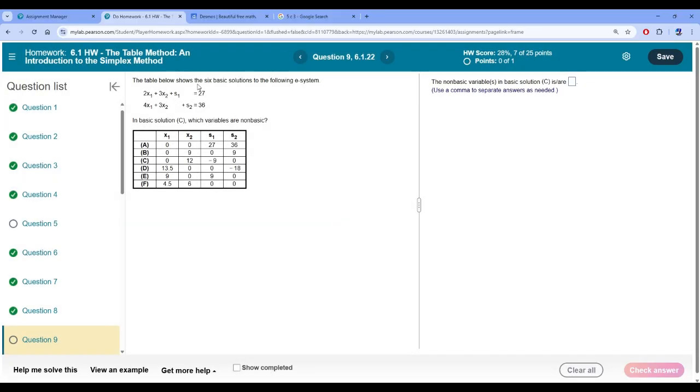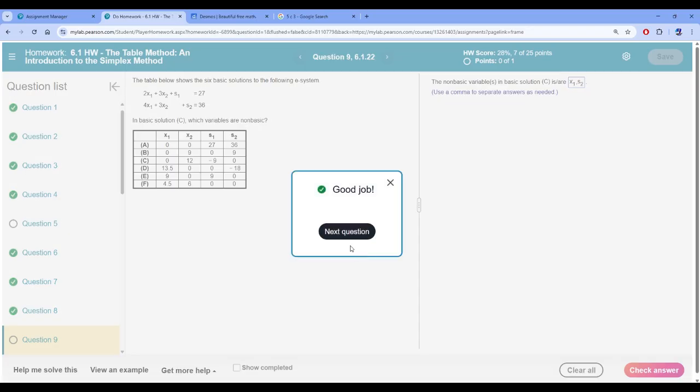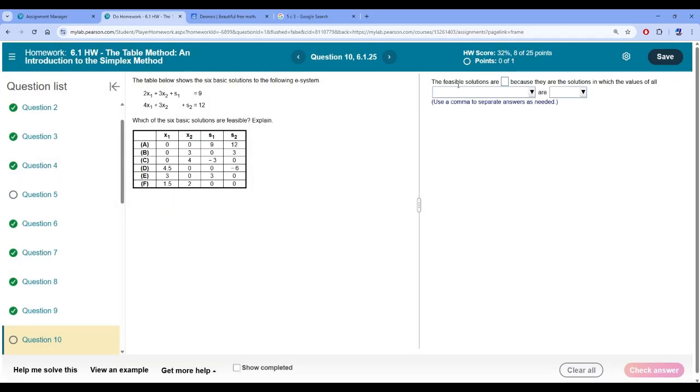Okay, the table below shows the non-basic in C. The non-basic are those equal to 0. So that's going to be x subscript 1, comma, s subscript 2. Check.